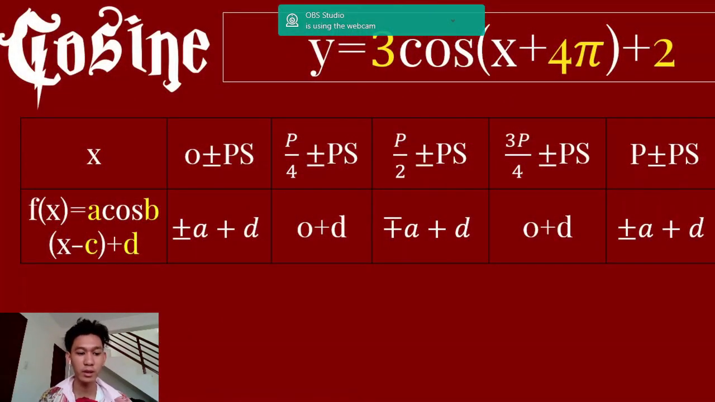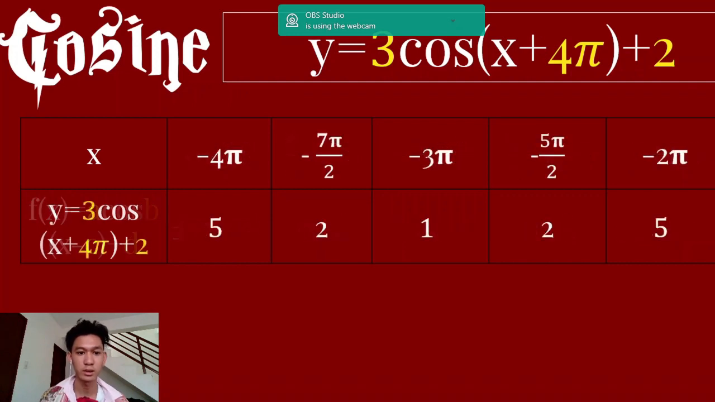After identifying those values, we're going to use these tables. We just need to substitute these phase shifts and A and D to get these answers. Negative 4 pi, negative 7 pi over 2, negative 3 pi, negative pi over 2, negative 2 pi. Then 5, 2, 1, 2, 5.